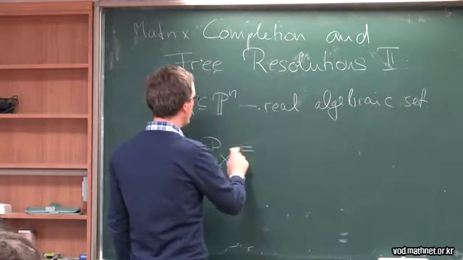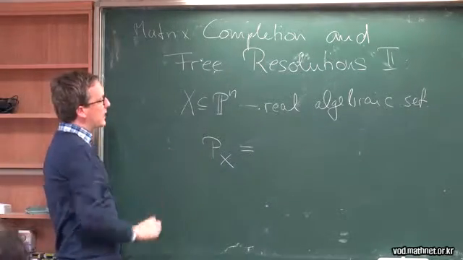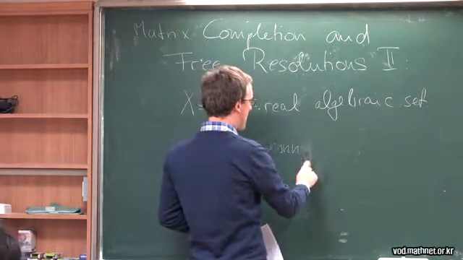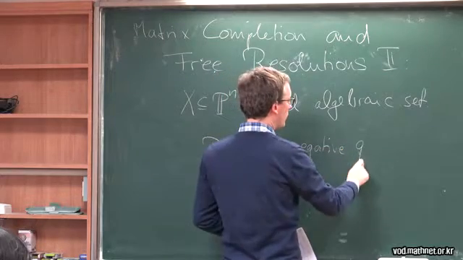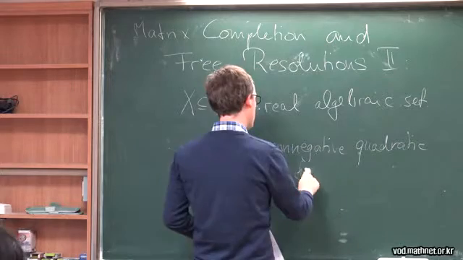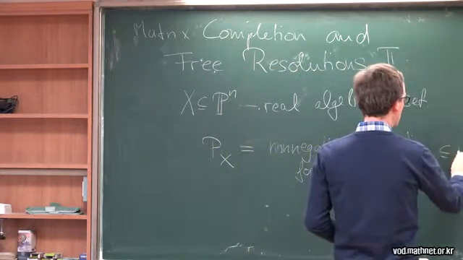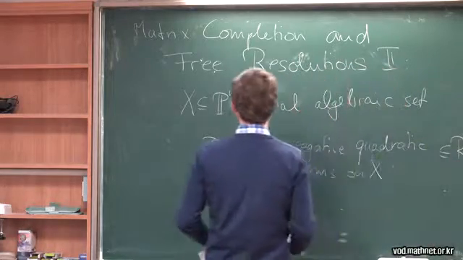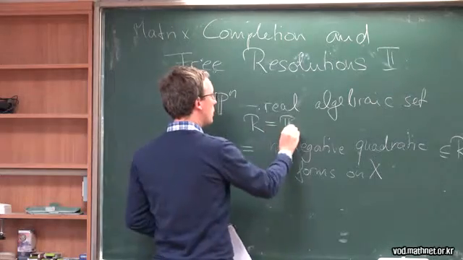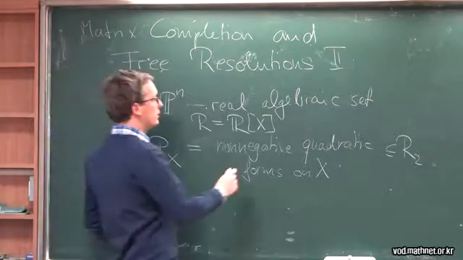Greg already introduced, so we're looking at quadratic forms on this X, and P_X is the cone of non-negative quadratic forms on X, and this is a convex cone in the coordinate ring of X in degree 2. So R in this talk will always be the coordinate ring of this real algebraic set.